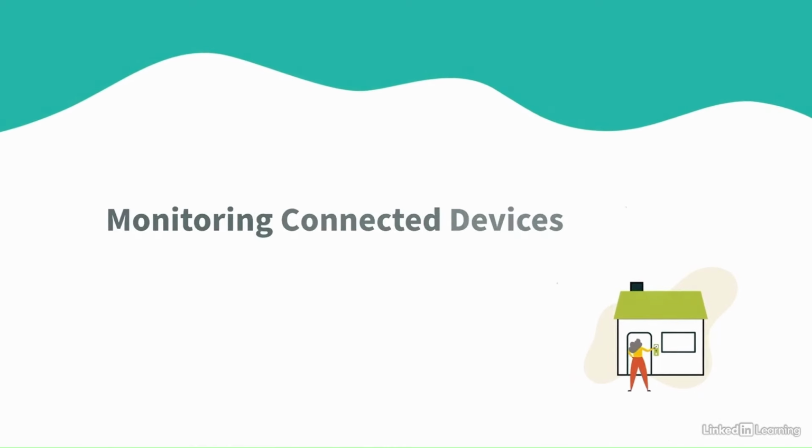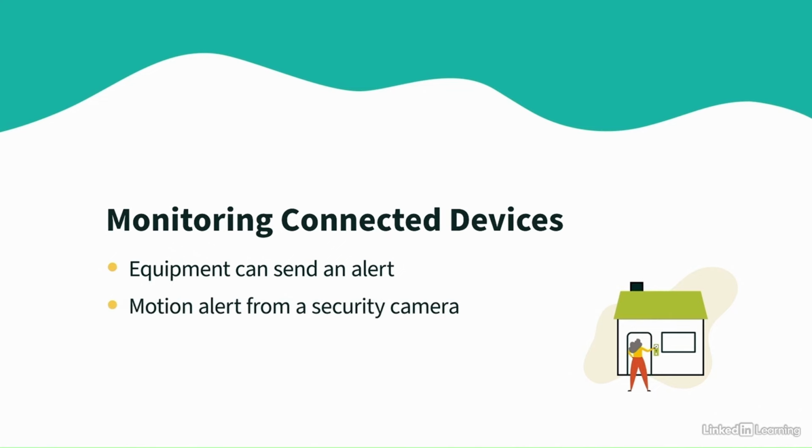Networks can also be used to monitor connected devices. For example, on a factory floor, if there's some sort of a jam in a piece of equipment, that piece of equipment can send an alert over the network to tell somebody to take action. Or maybe in your home, you might have a security camera that's going to send you an alert if motion is detected near your front door.